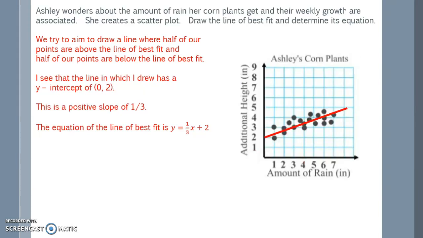The equation of the line of best fit is y equals 1/3 x plus 2 when we use the equation y equals mx plus b. Answers can vary since we are informally finding the line of best fit for now.